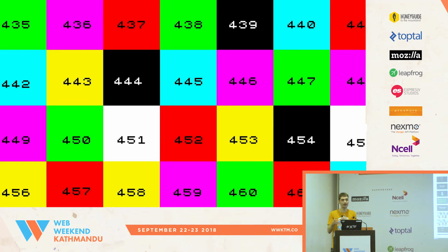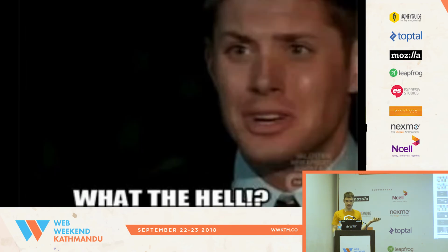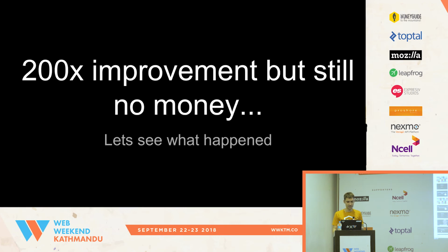You're starting to get some sense there, but it's still only some bytes. So why does it happen? Why, mining Bitcoin with 1 million users? Yeah, so it's reading textures. What the hell? Why is it so little money? Even though we had a 200x improvement, still no money.